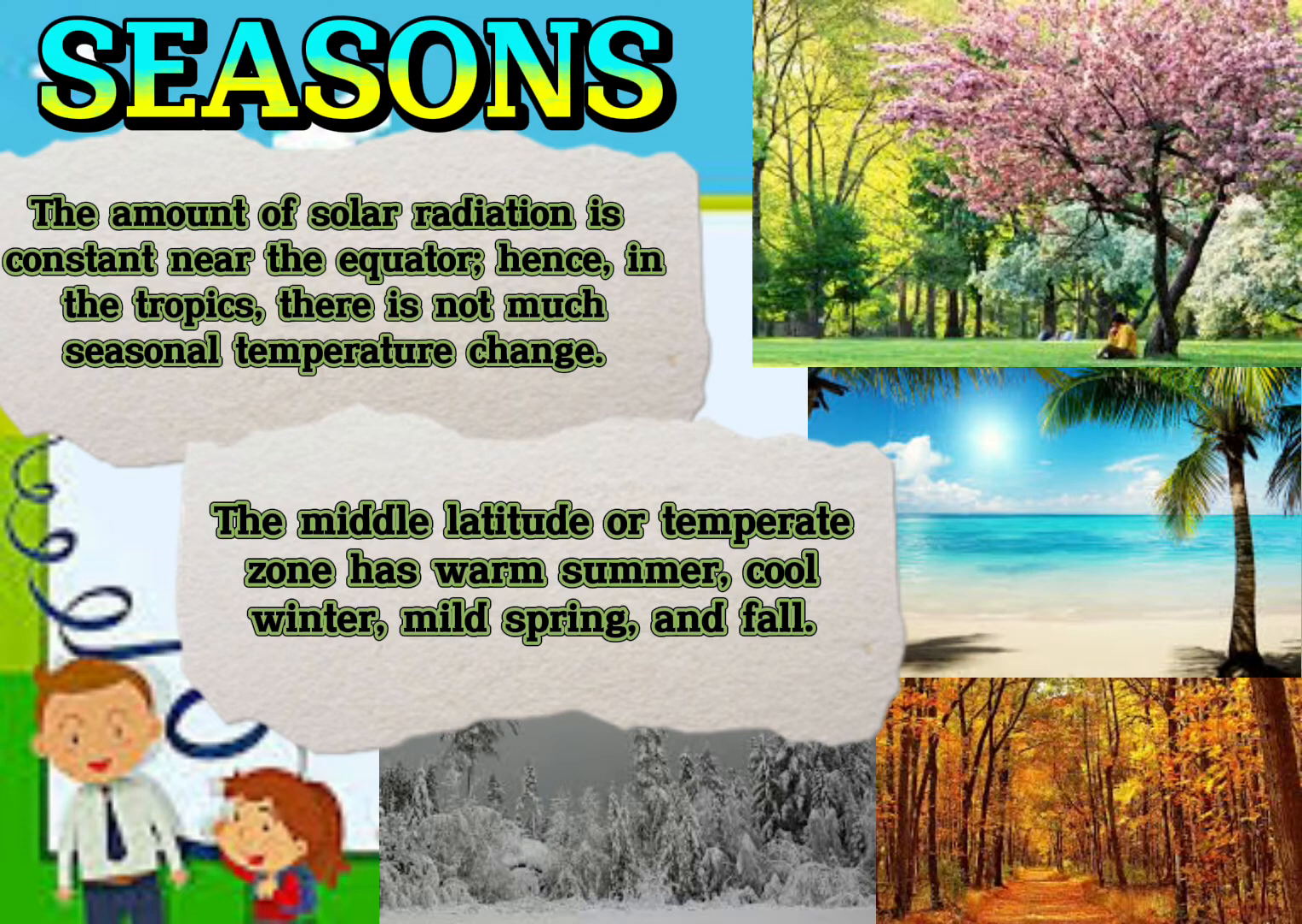So, the amount of solar radiation is constant near the equator, hence, in the tropics, there is not much seasonal temperature change. However, they do experience dry and wet season. The middle latitude or temperate zone has warm summer, cool winter, mild spring, and fall.